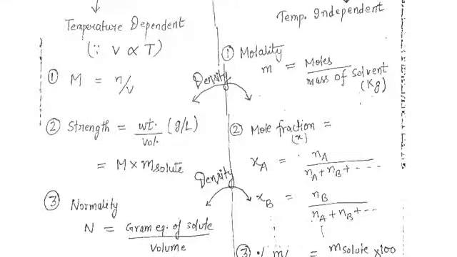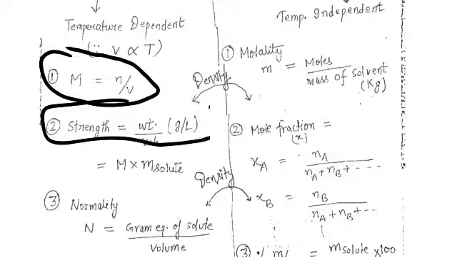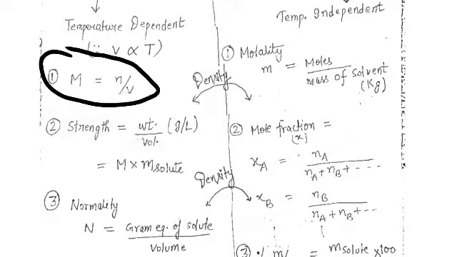Alright, so the first thing here is molarity. We know molarity is number of moles upon volume in liters. The second thing is strength. Strength is weight upon volume, that is gram per liter or gram per milliliter. Both ways you can write the strength. So weight upon volume, with volume in liters, that's why the unit is gram per liter.